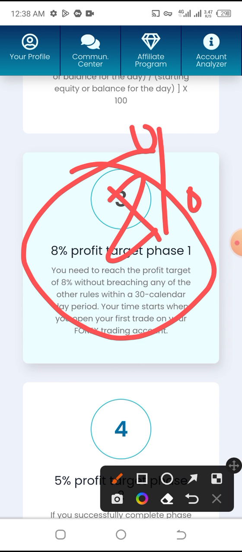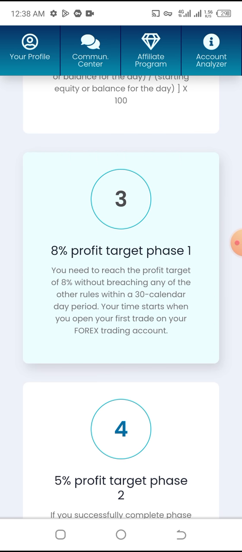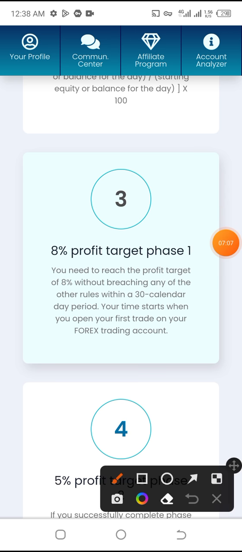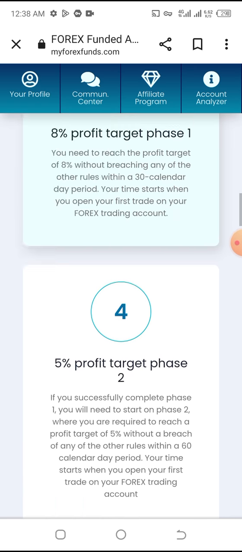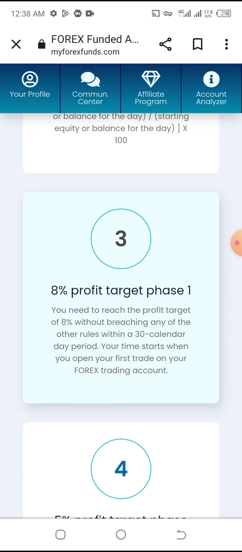But in this one full month, remember you're not supposed to make a daily loss of 5% and you're not supposed to reach a maximum drawdown of 12%, which I've already explained. Now, someone will ask me, Miles, how about if I get this 8% in 1 day? I'm going to explain that in phase 1. They tell you 5% for phase 2, but let's first explain phase 1 so that you understand.